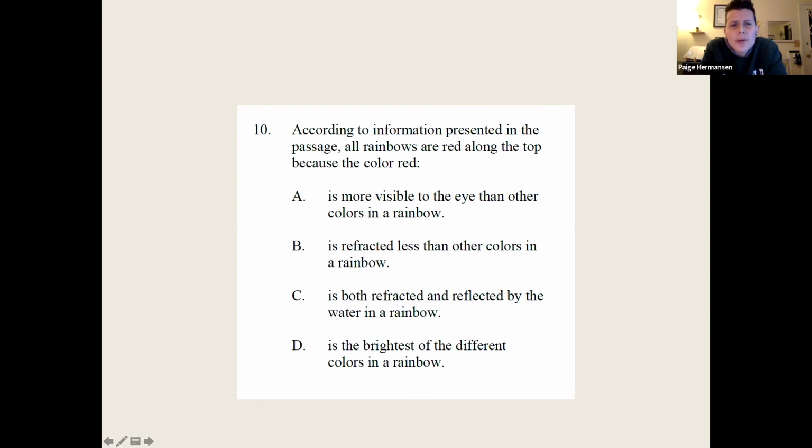10. According to information presented in the passage, all rainbows are red along the top because the color red, we remember this, right? We saw this in one of these paragraphs that we can now go back to. A, red is more visible to the eye than other colors in the rainbow. B, is refracted less than other colors in the rainbow. C, is both refracted and reflected by the water in the rainbow. Or D, is the brightest of the different colors in the rainbow. Based on my memory of this, I'm going to go ahead and eliminate A and D. I don't remember red being discussed as being more visible or brighter, right? But let's go back to the paragraph where this is talked about and see if we can get a sense of it.